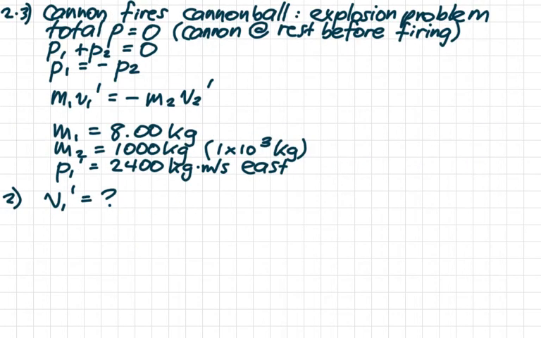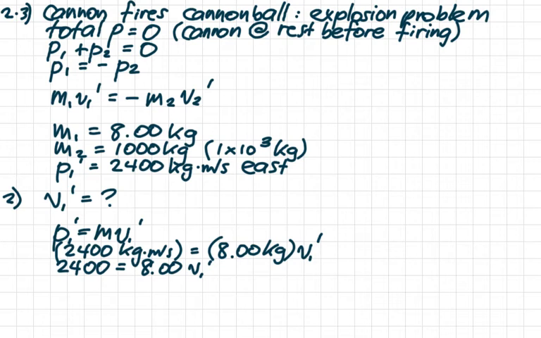So let's write down what we do know. Okay, so we have all the stuff that we started with, and it gives us the mass of the ball, the mass of the cannon, and the momentum of the ball after it's fired. So I'm going to call that P1 prime. 1 because it's the cannonball, that's the first thing we're talking about. Prime because it's after it's fired. And so number 2 wants to know what is the velocity of the ball after it's fired. Well, I know its momentum and I know its mass, so I can do P equals mv. Okay, I misread the question. It wants the cannon's velocity, not the cannonball's velocity.